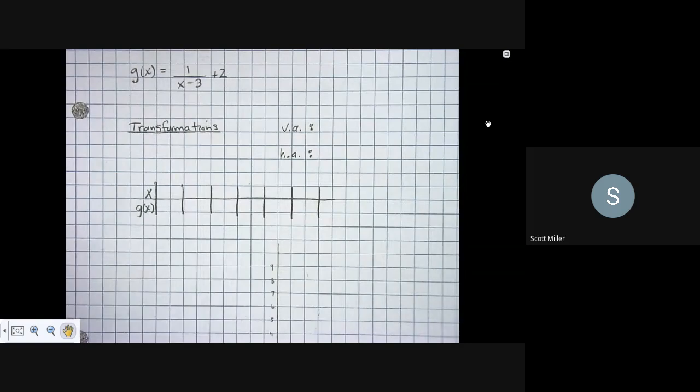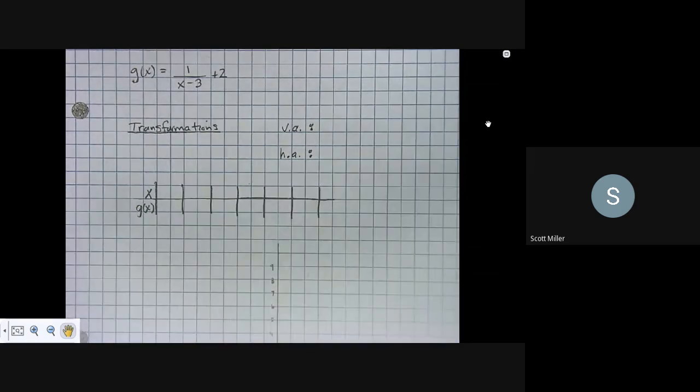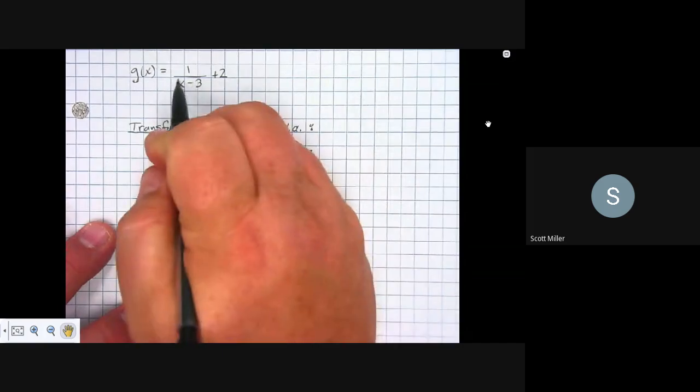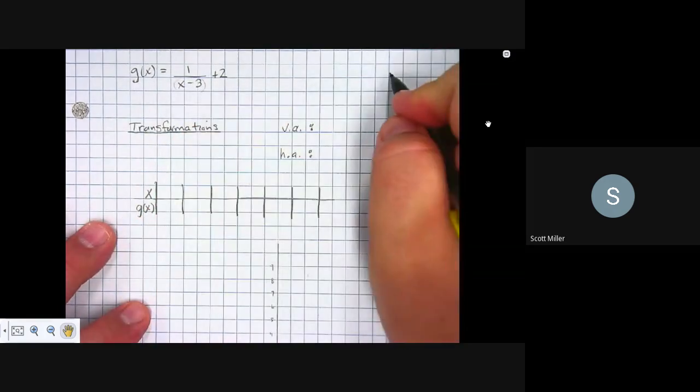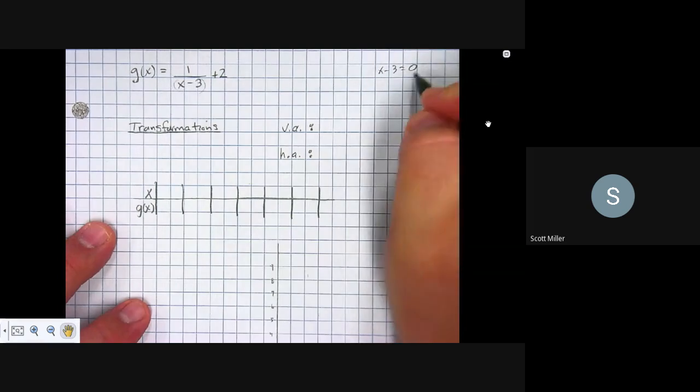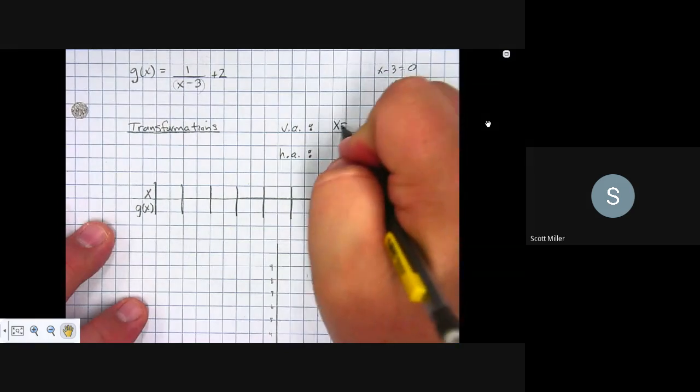Okay? So the first thing we want to do is we can take this denominator. We can set it equal to 0. And then we move and solve this for x. And so x equals 3. And that tells me several things. First off, that is my vertical asymptote.